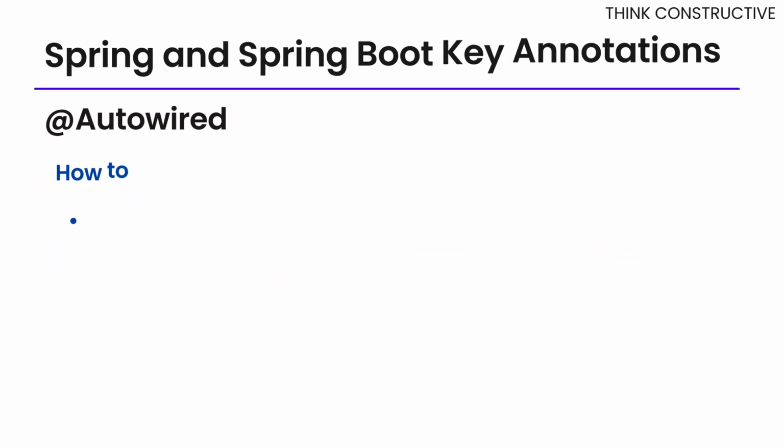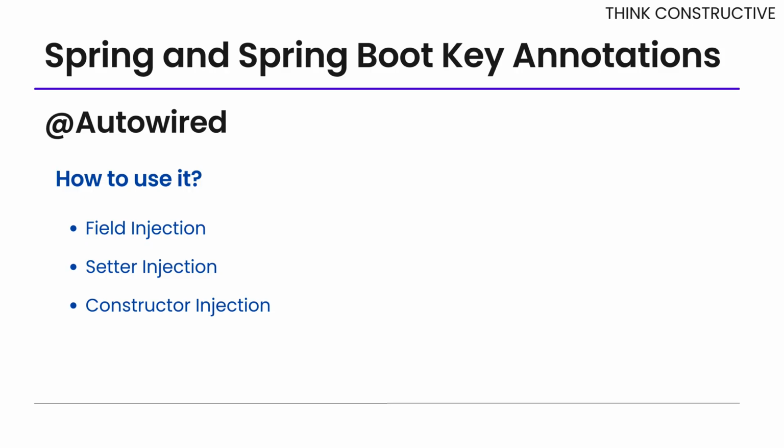So the first way is to put it at the field level. That is called field injection or field level injection. Second is to put it at the setter methods. This is called setter injection. And the third mechanism is to put it at the constructor level. So it is called constructor injection.